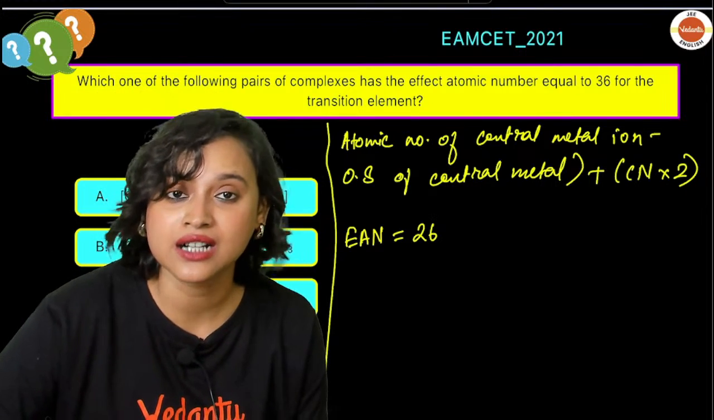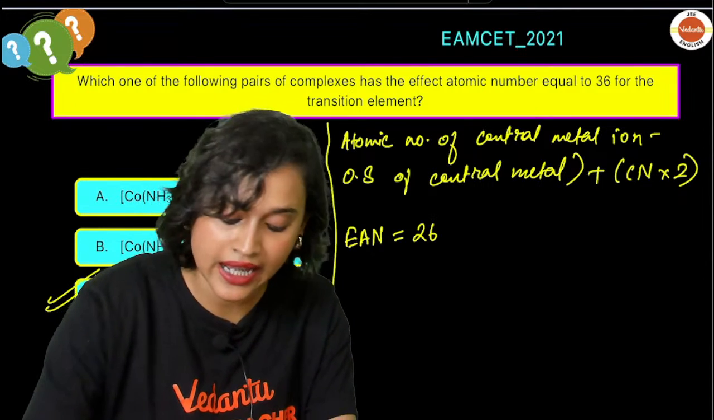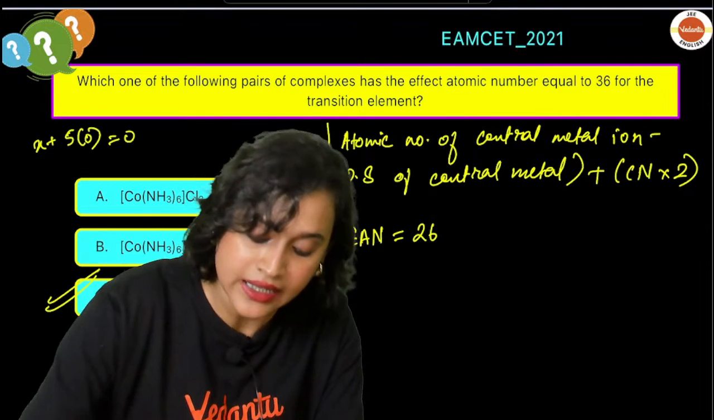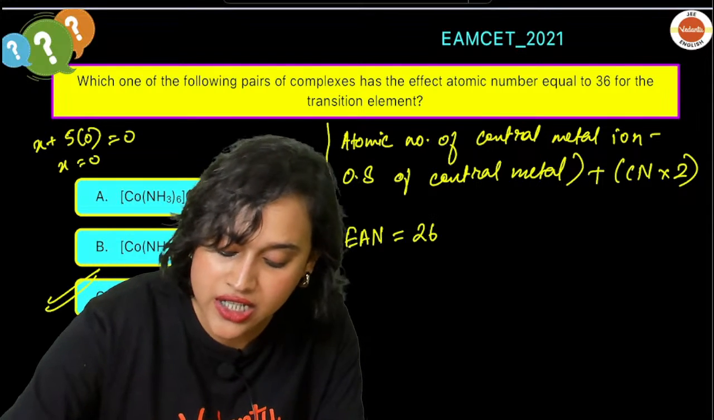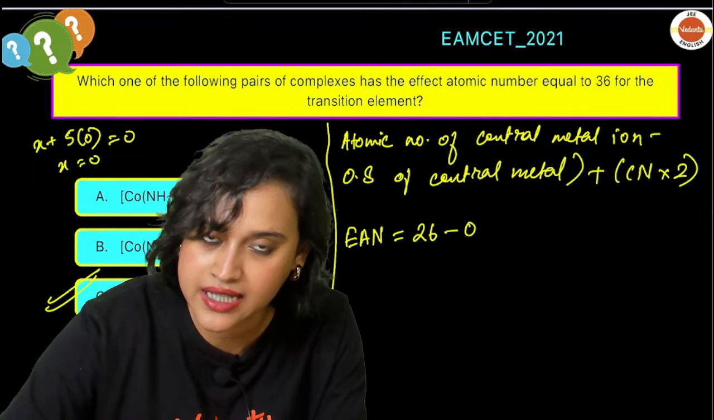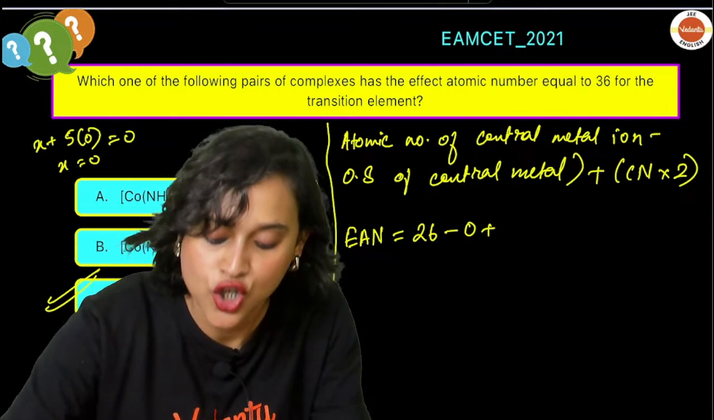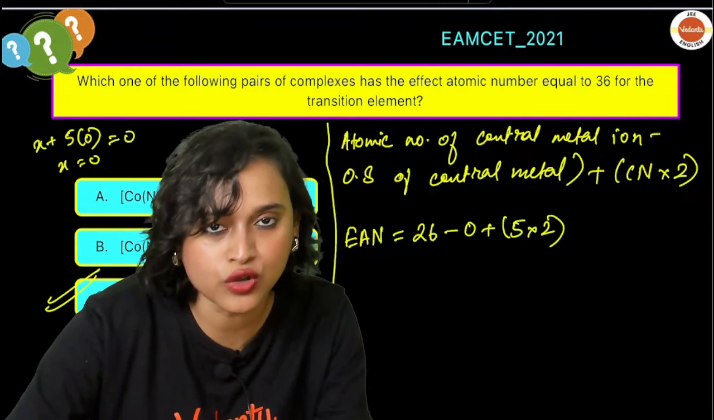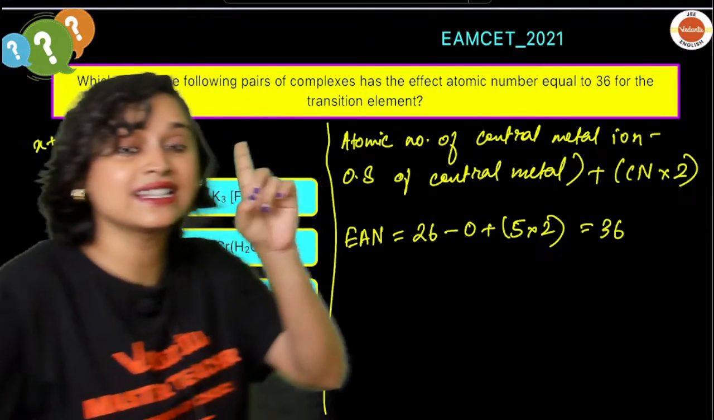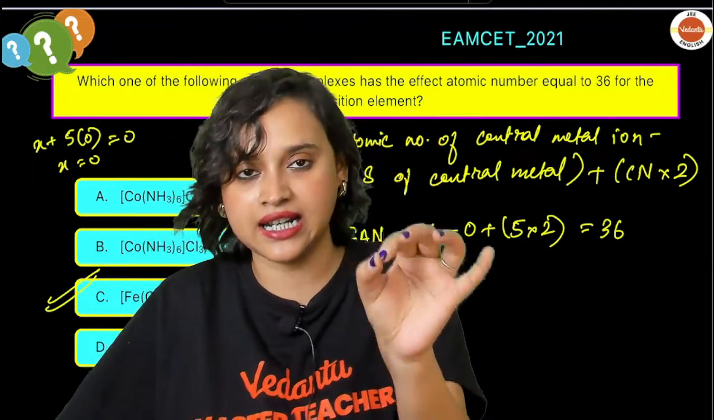CO, the carbonyl ligand, is a neutral ligand. So if it is a neutral ligand, that means X plus 5 multiplied by 0 is equal to 0. That means X is equal to 0. So the oxidation state of iron here is 0. Plus, what is the coordination number? 5 ligands are attached, so 5 multiplied by 2, if I do, I will be getting 36. So option C is the correct answer, guys.